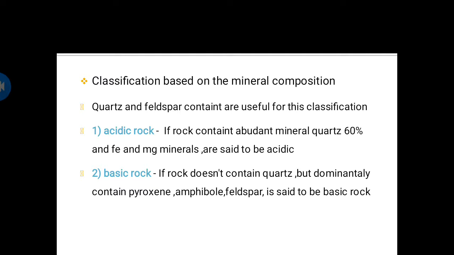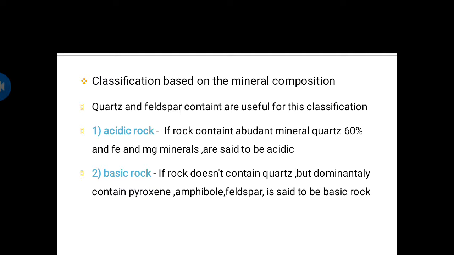Next is the basic rock. If a rock doesn't contain quartz but dominantly contains pyroxene, amphibole and feldspar, it is said to be a basic rock. We can identify acidic and basic rock by naked eye too. How? Quartz is a very transparent and light mineral. If it is present in a large amount in a rock, the rock will appear very light in color. So a light color rock is called an acidic rock.